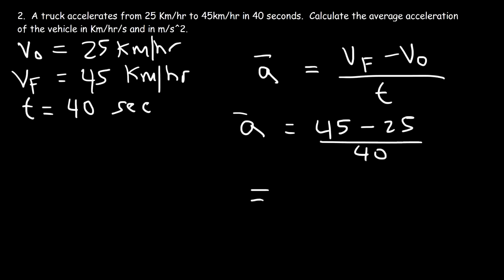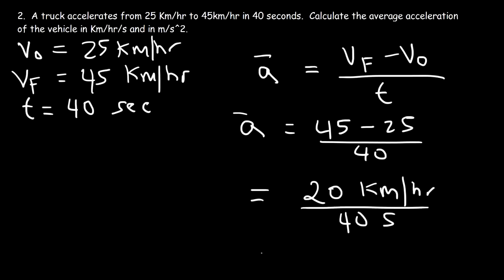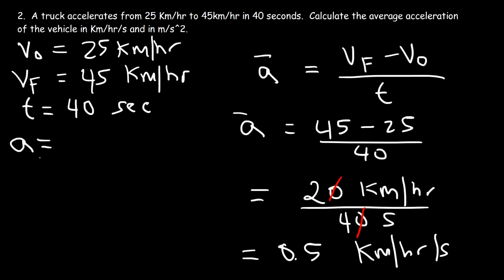So 45 minus 25, that gives us a change of 20. And the unit is kilometers per hour. And let's divide that by 40 seconds. Well, 20 divided by 40 is the same as 2 divided by 4, which is 1/2, or 0.5. Now notice what the units for this acceleration will be. We have kilometers per hour divided by seconds. So the units are going to be kilometers per hour per second. So that's our answer. That's the acceleration.